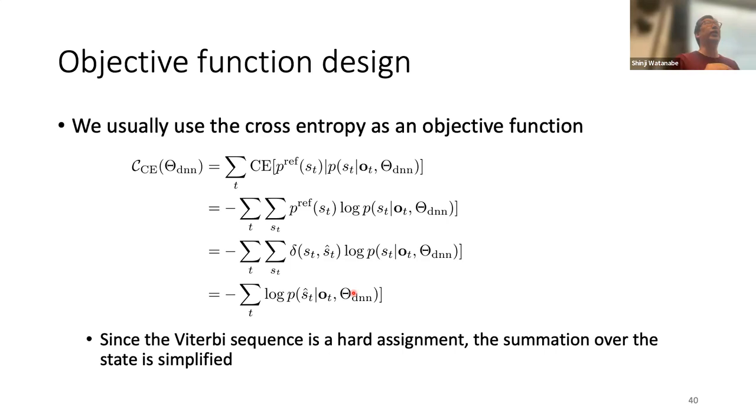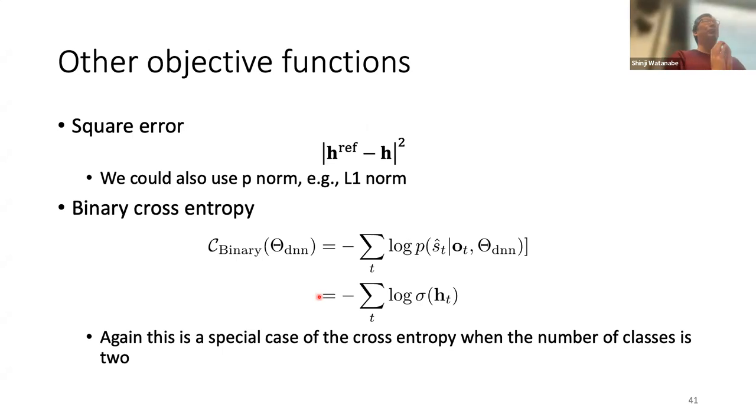Of course, if we use soft alignment, this summation is not cancelled out, and we keep the summation to get the cross entropy objective function. But in most cases, we just use the hard label, and this becomes just the log likelihood. This is just one possibility. We could use many other objective functions, like the square error or other forms of output representations. But we usually use cross entropy for speech recognition.